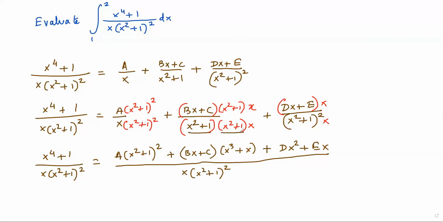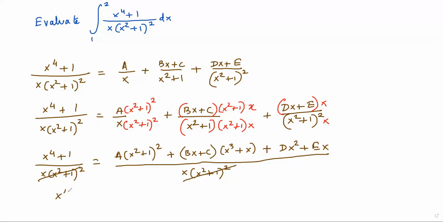When I multiply this one and this one, it will become (x² + 1)², and it is multiplied by x. And we have x times (x² + 1) the whole square. So the common denominator is x times (x² + 1) the whole square. So here when I multiply both sides by x times (x² + 1) the whole square, this one and this one will cancel out.